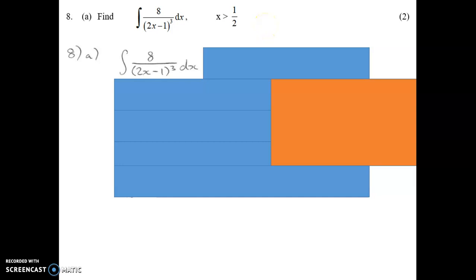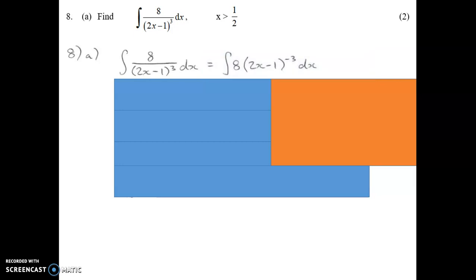Right, so here we've got question 8 from the CWC test, and this time we're asked to integrate the function. So we've got the function there, 8 over the cube of 2x minus 1. First thing I would suggest is that we rewrite it in index form. So we've got 8 into 2x minus 1 all to the power of negative 3.